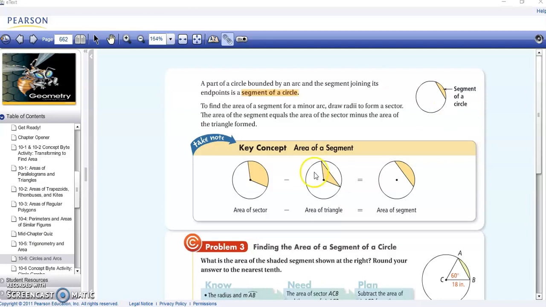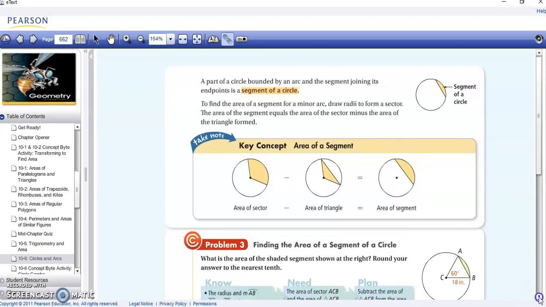Now, you notice if we make an extension from this point to the center here, we have the radius, and we will have the area of the sector. We subtract the area of the triangle that is here. If we align with the chord in this part, we will have a triangle. If we subtract the area of the sector minus the area of the triangle, we will get the area of the segment that we are looking for.